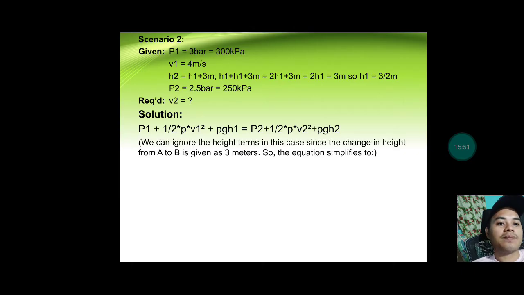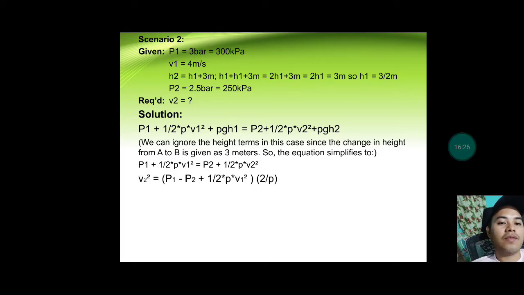And we can ignore the height terms in this case, since the change in height from A to B is given as 3 meters. So the equation simplifies, and we will ignore the PGH again. Okay, so the remaining formula will be P1 plus 1/2 PV1 squared equals P2 plus 1/2 PV2 squared. So we have to separate V2 from the other units.